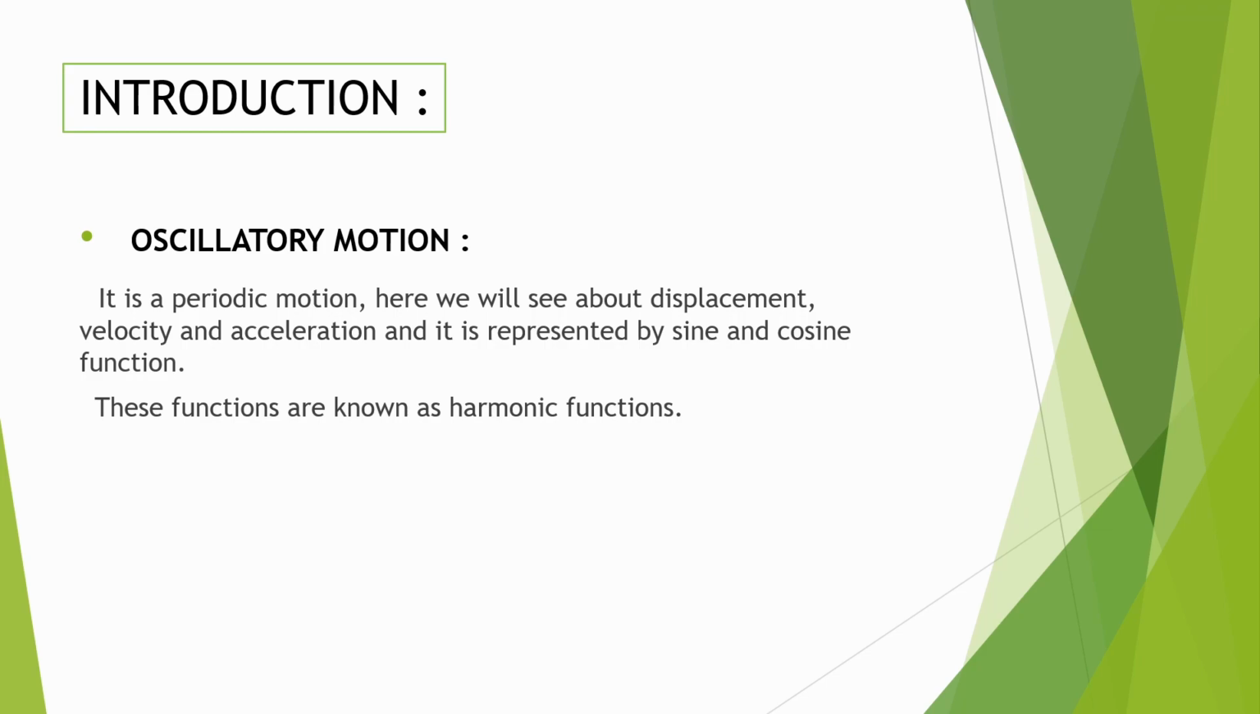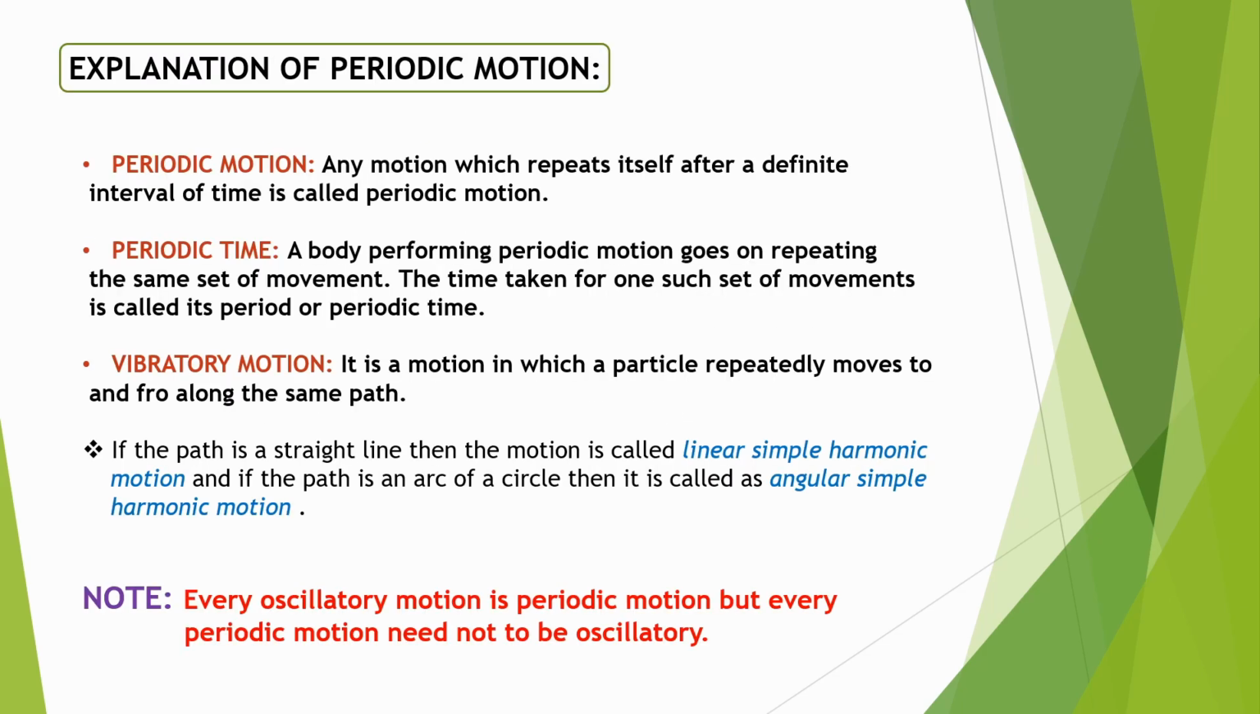The next point is the explanation of periodic motion. What is periodic motion? Periodic motion means any motion which repeats itself after a definite interval of time. This periodic motion takes two forms. The first is rotational periodic motion, and the second is oscillatory periodic motion or vibrational periodic motion.